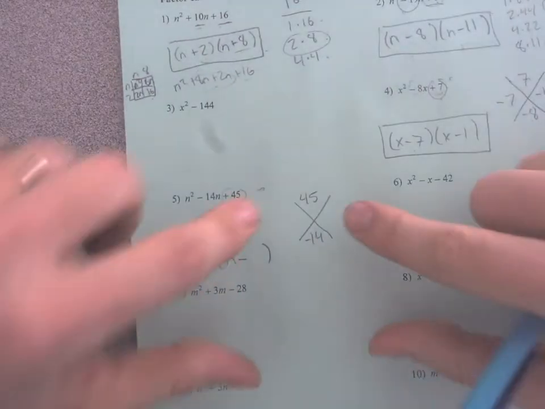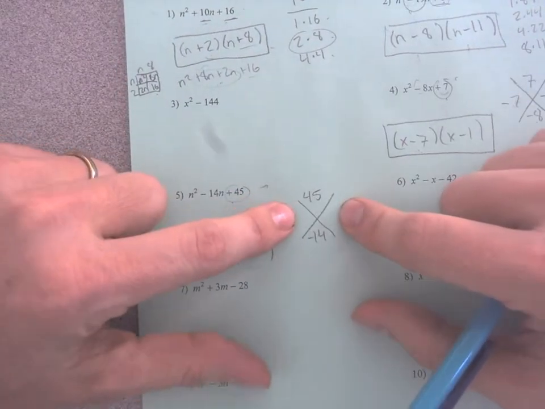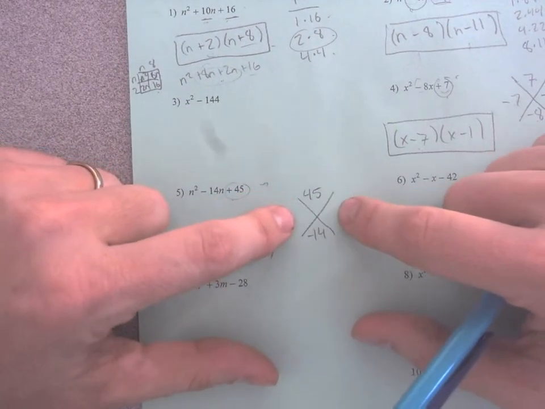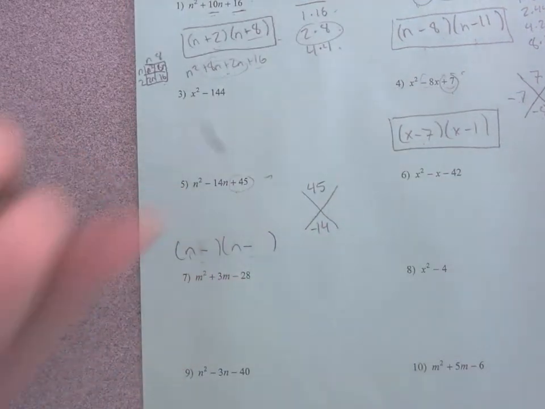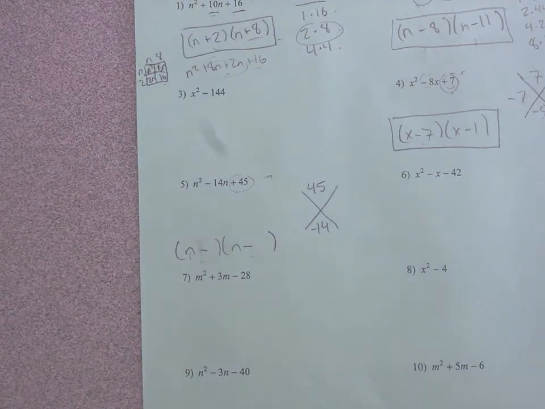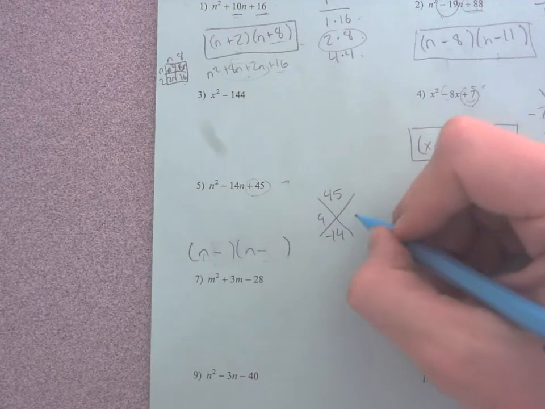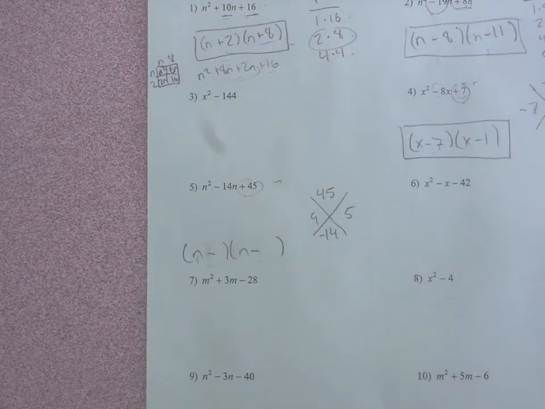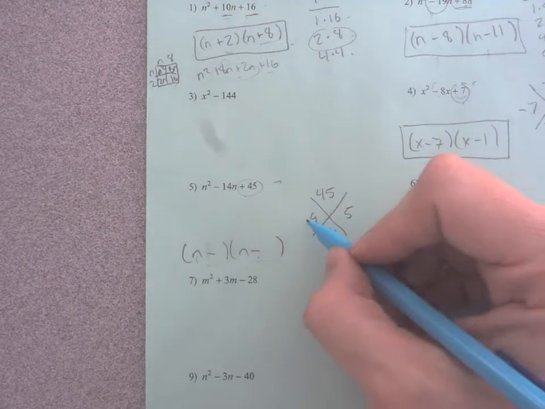So whatever goes here, I'm going to test to see if they multiply to this and if they combine to give me this. Okay, so think of some numbers that multiply to 45. Well, 45 and 1 both do, and also 9 and 5. So if I try 9 and 5, that might work. Now remember, I just said a minute ago that they both have to be negative. So let's try this.